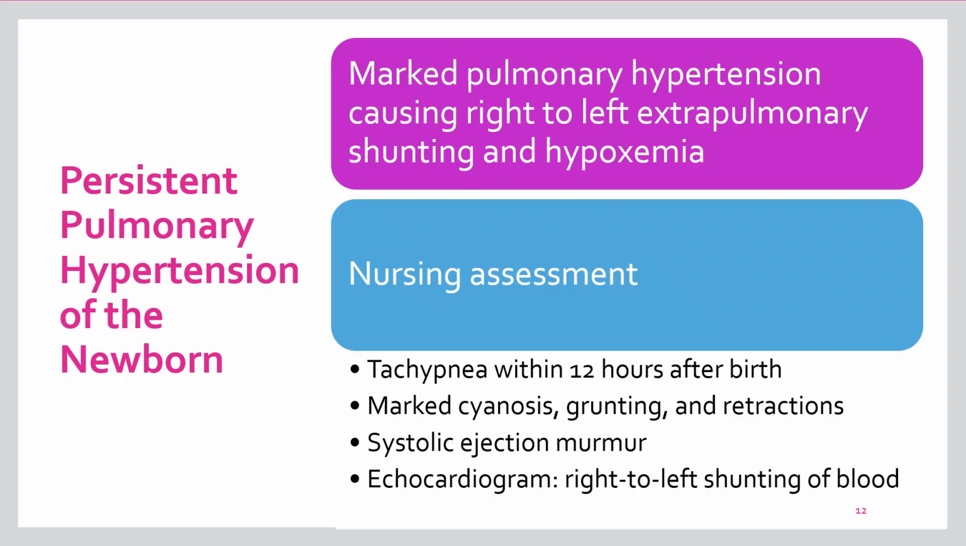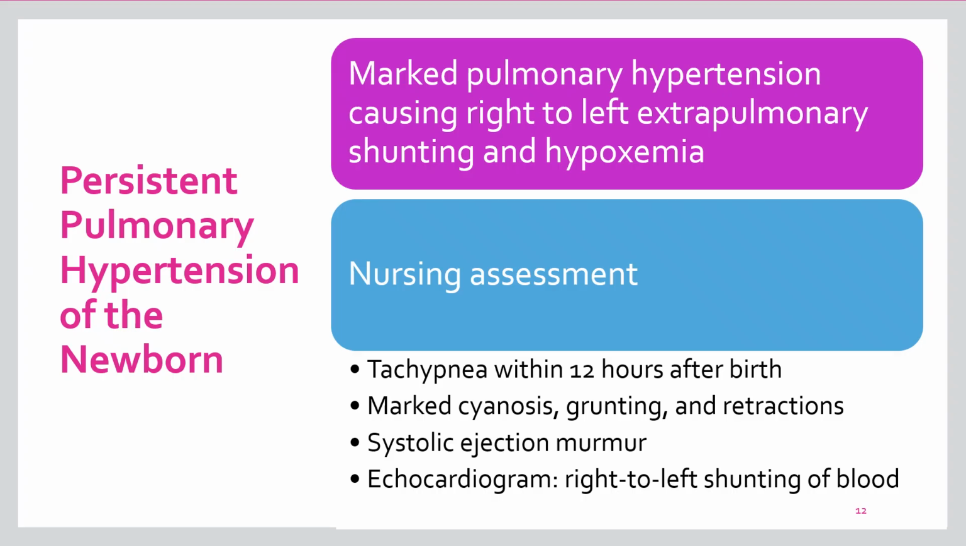Pulmonary vascular resistance remains high. So the pulmonary vascular resistance is high here, which causes blood to shunt from right to left through the foramen ovale. Now the right side of the heart has more pressure, so that creates the shunt. Remember we talked about the foramen ovale and the ductus arteriosus. The shunt is causing too much pressure, and that can cause blood to bypass the lungs. Profound hypoxemia can happen in this case.